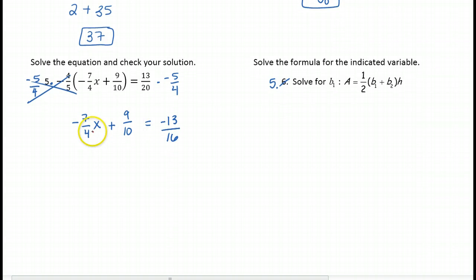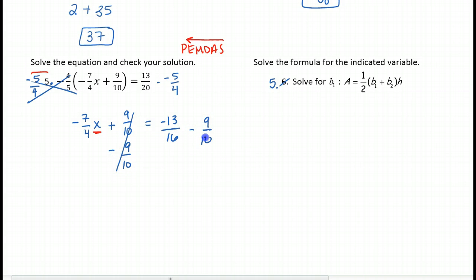Remember, my goal is to get that x by itself. So I have to undo everything that was done. And it's nice, if you really want to, you can think about this order of operations, but backwards, anytime we solve for an equation. So I'm going to start with subtraction or addition. Well, I have a plus 9/10. So how do I undo plus? Well, I got to subtract it. That's how I'm going to move it. That's what's going to make it 0.